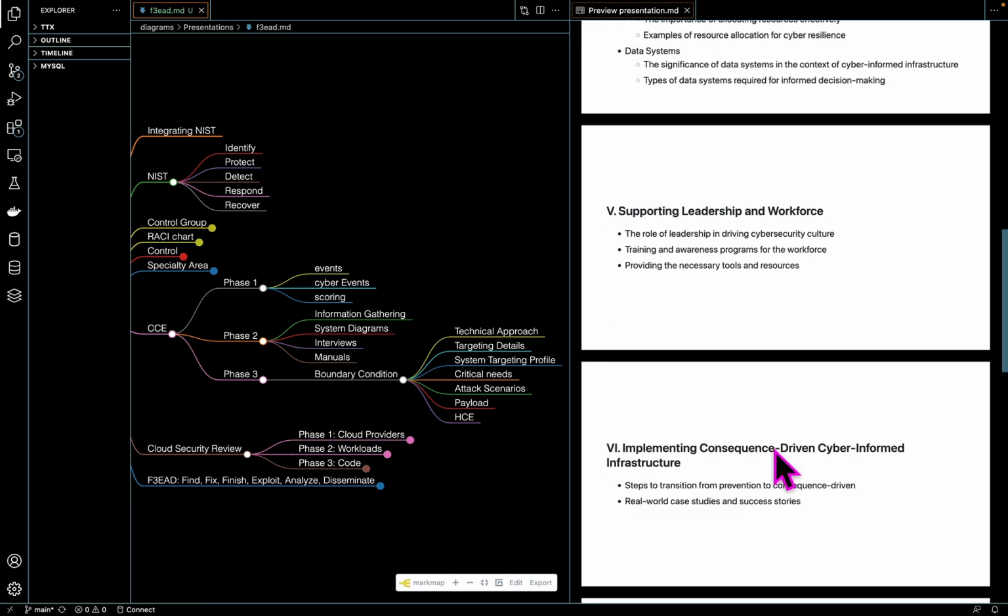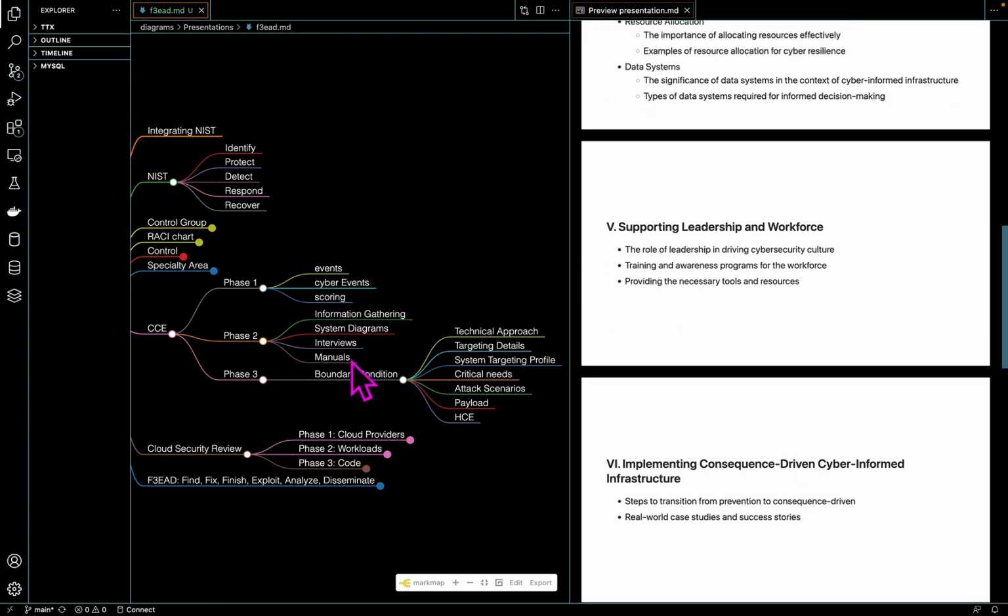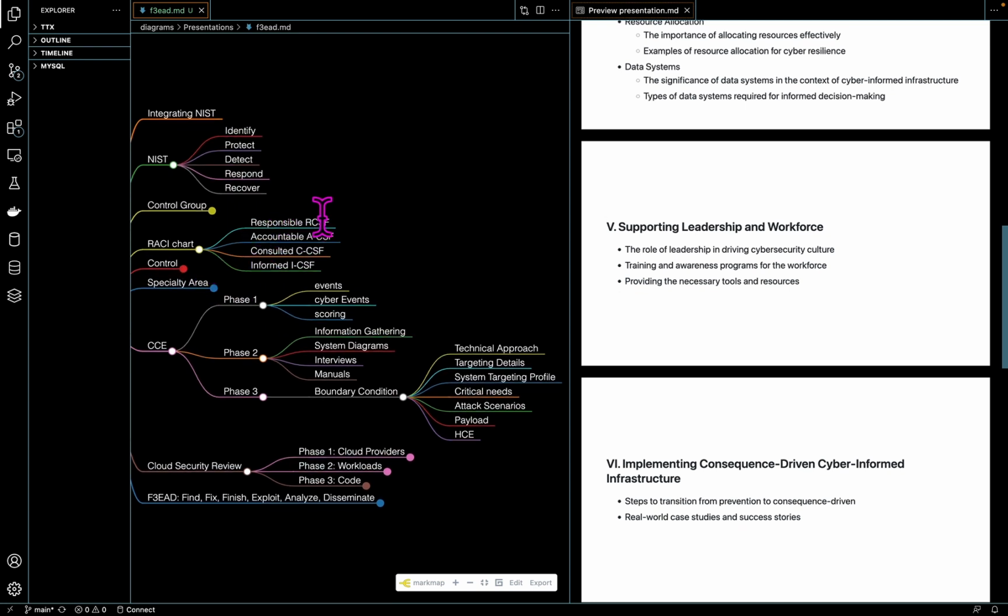So, supporting leadership and workforce. When we have these components together, the organization clearly understands what needs to happen first, second, and third, who's responsible, accountable, and consulted, and even informed for the process. Let's dive into that too. All of these have different components, and across your organization, you're going to have different people who are responsible, accountable, consulted, and informed for control, and when that control is breached.